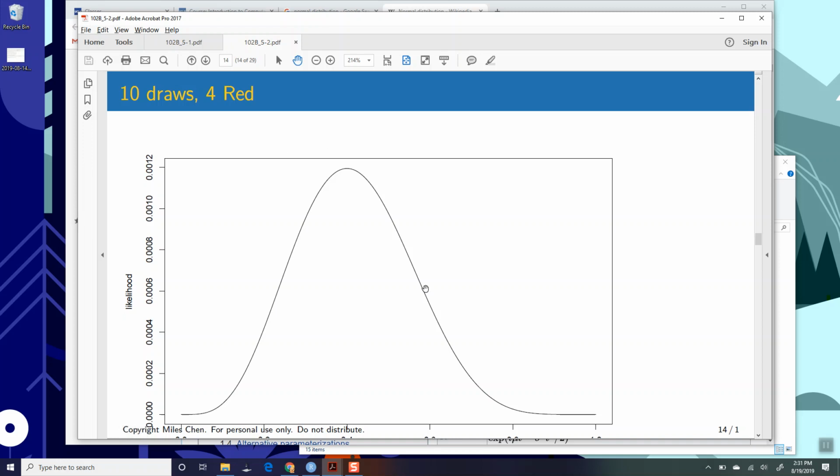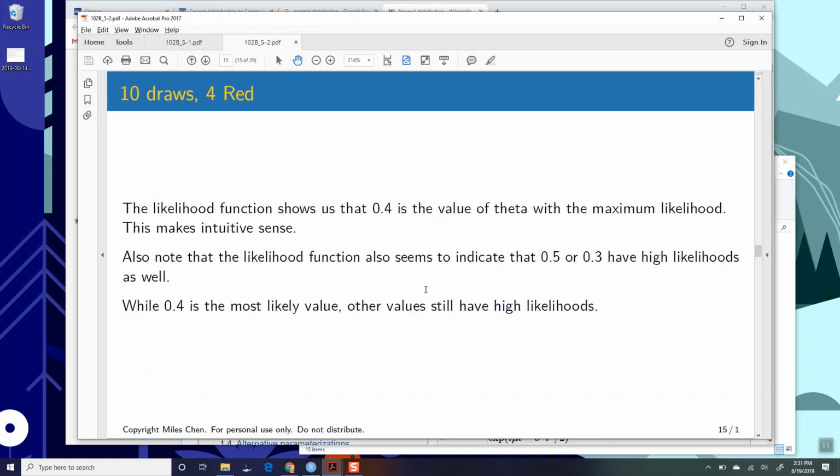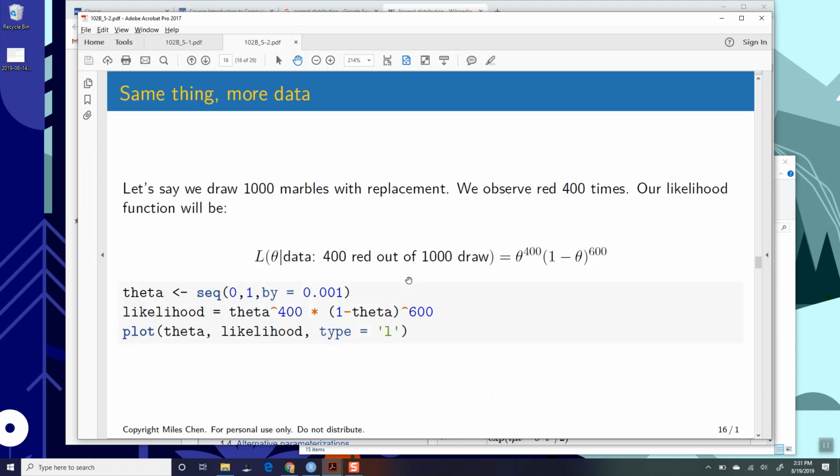So when I say the most probable value of the proportion red is 0.4, that's true. But we're also not super confident about this estimate. Saying that it's 0.4, we're like, okay, but if it's 0.5, that sounds reasonable. If it's 0.3, that also sounds reasonable. And that's basically what this slide says.